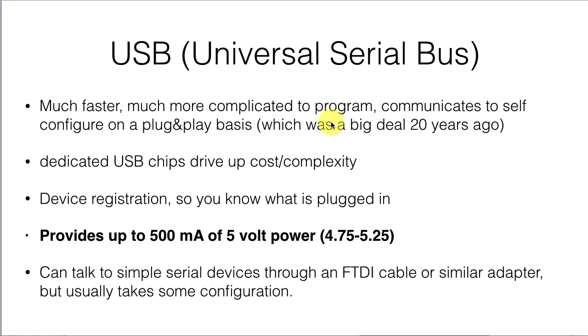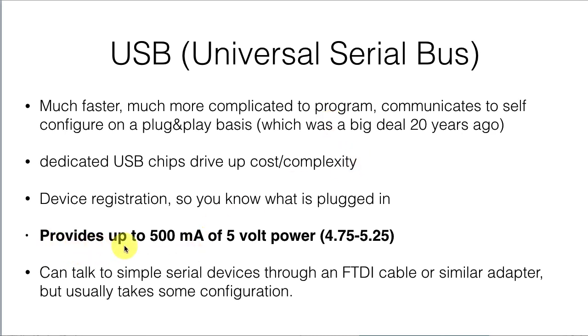The universal serial bus is much faster, and it's much more complicated to program. And it communicates with your computer to self-configure on a plug-and-play basis, which was a big deal 20 years ago, not so much now. Dedicated USB chips to handle that universal serial bus protocol drive up the cost and complexity of devices. So that might be why you would use a plain ordinary RS-232 serial rather than a USB.